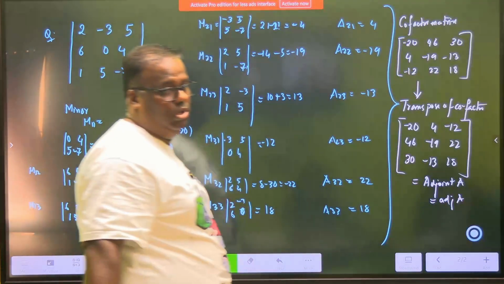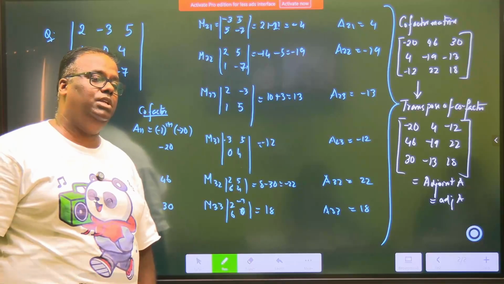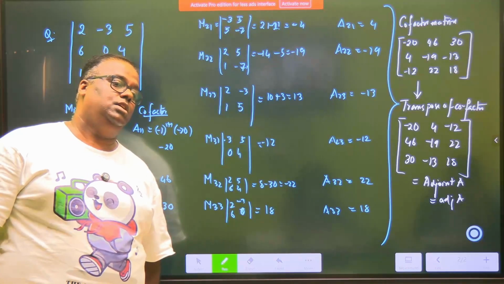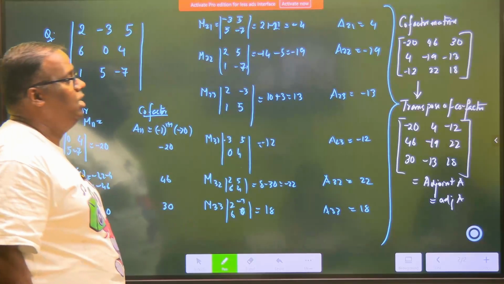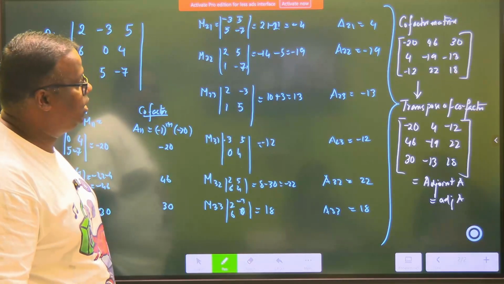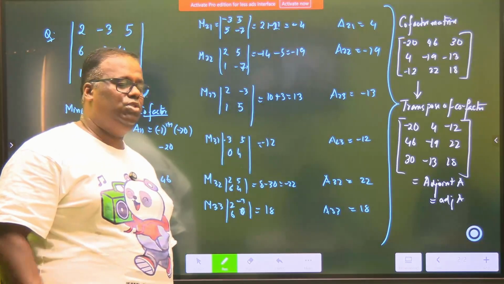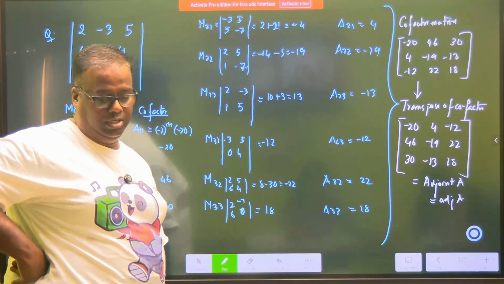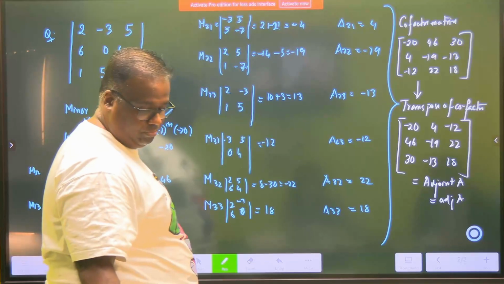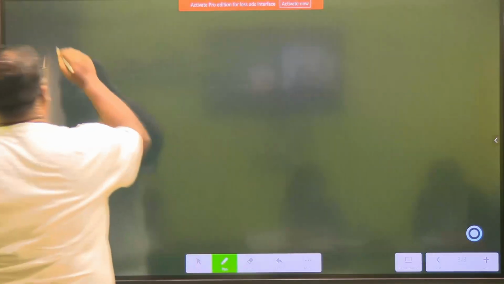So three things you learned. What is minor? Minor is for an element. Cofactor is changing the minor with the minus one part. Then how to find the cofactor matrix, and then finding the transpose of the cofactor matrix, which is known as the adjoint. Can I change the screen? Okay. Check whether your understanding is clear on this.